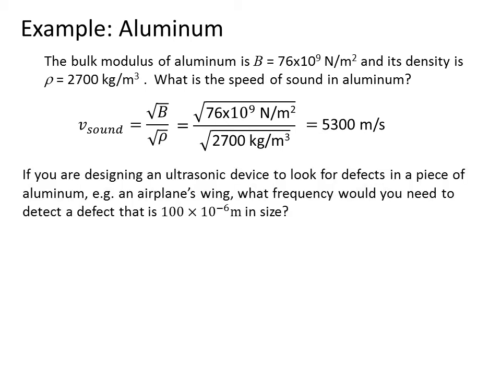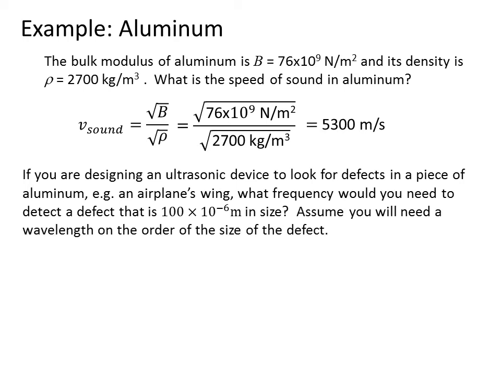If you are designing an ultrasonic device to look for defects in a piece of aluminum, for example, an airplane's wing, what frequency would you need to detect a defect that is 100 times 10 to the minus 6 meters in size? That is the size of a human hair. Assume you will need a wavelength on the order of the size of the defect.